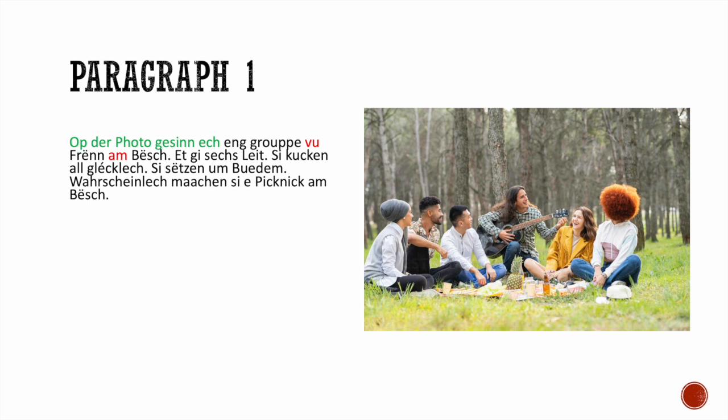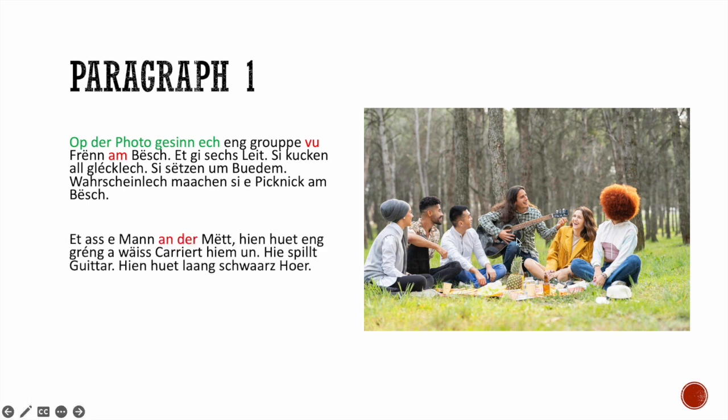And now let's describe what this person in the middle is doing. So we say, it geht een man aan de mat. There's a man in the middle. Hier hoort een greng a weiß karriert him an. He is wearing a green and white checkered shirt. He speelt guitar. He is playing guitar. Hier hoort lang zwart haar. He has long black hair.